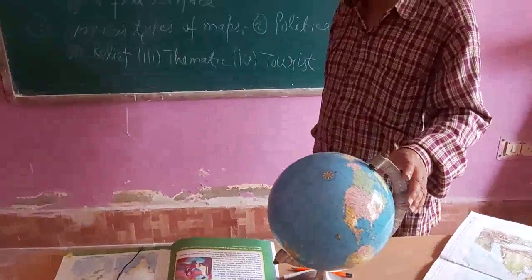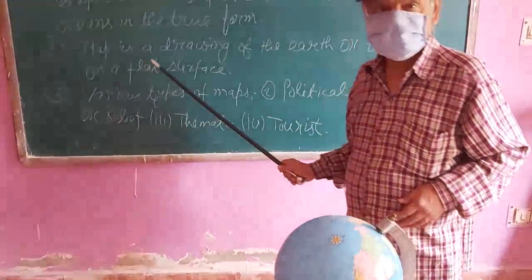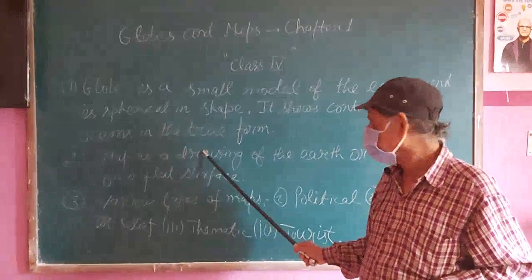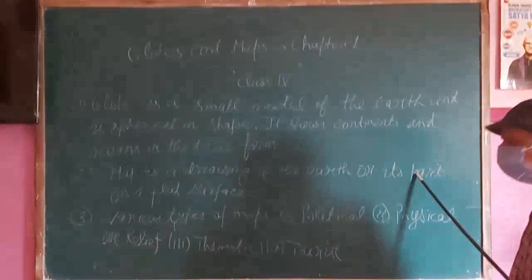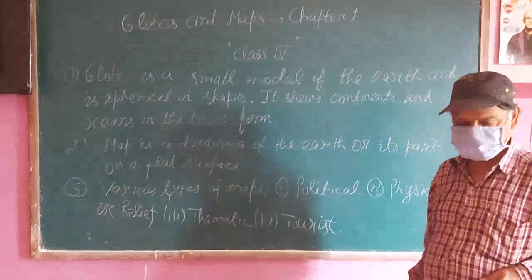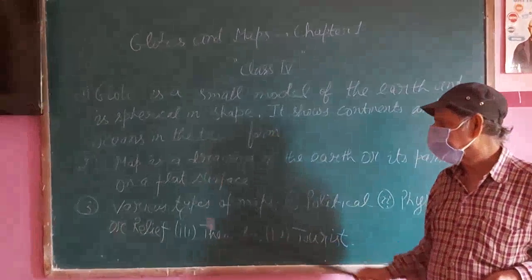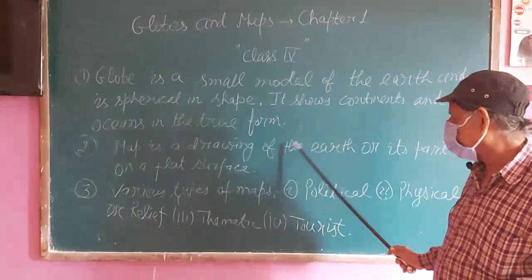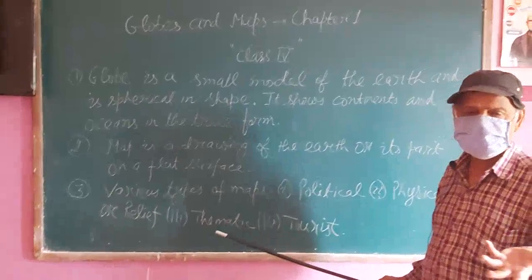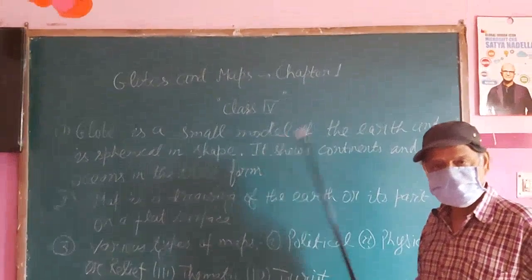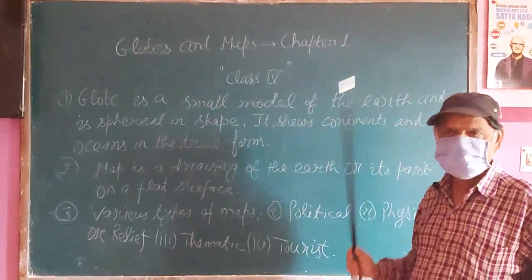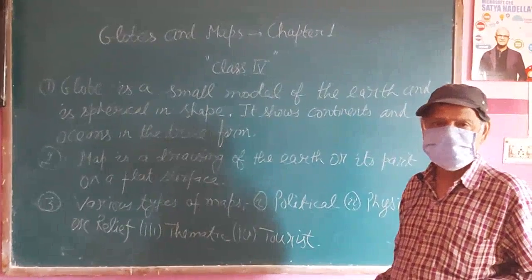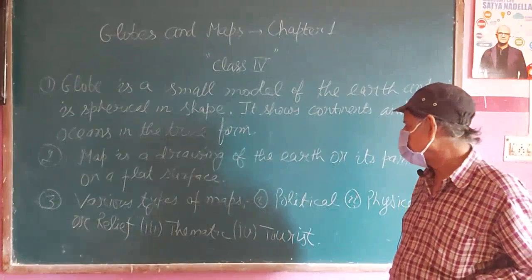Okay, now I will tell you about maps. Here is the map, you can read it well. A map is a drawing of the earth or its part on a flat surface. Again I am reading to you, a map is a drawing of the earth or its part. You may take any continent, any country, any state of the country, or any city.